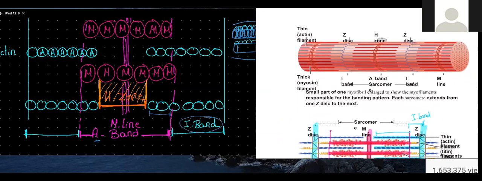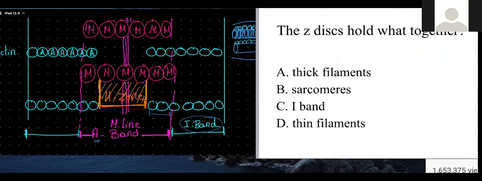Again, sarcomeres lying adjacent to one another are going to be building up my muscle fiber or muscle cell. Z discs hold what together? Thick filaments, sarcomere, I band, thin filaments. Z discs are holding together the thin filaments, exactly, thin filaments.